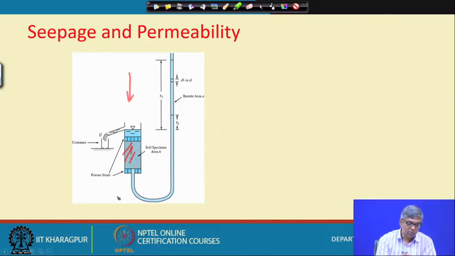So, during this flow, the initial head was suppose here and the final head suppose somewhere here, and because of this change of H1 to H2, how much time it has taken, that can be correlated with the permeability equation, that I will show in the next slide.